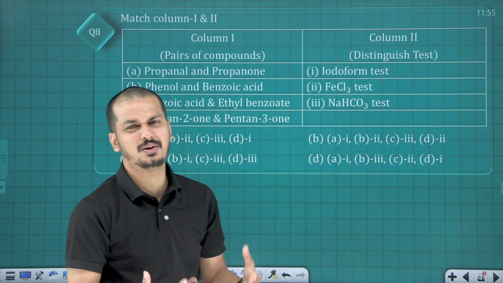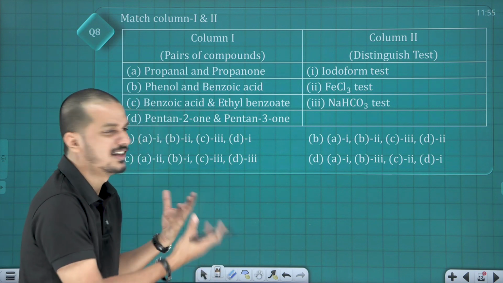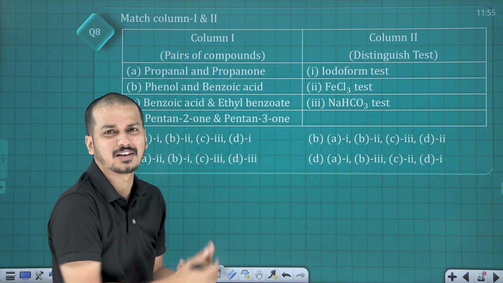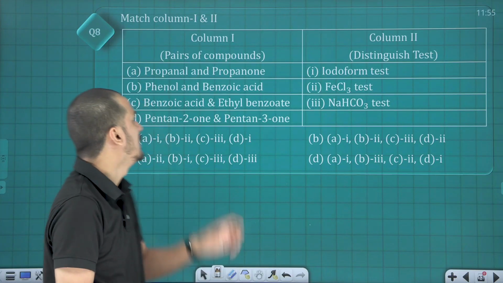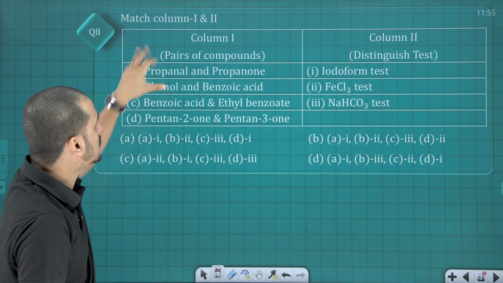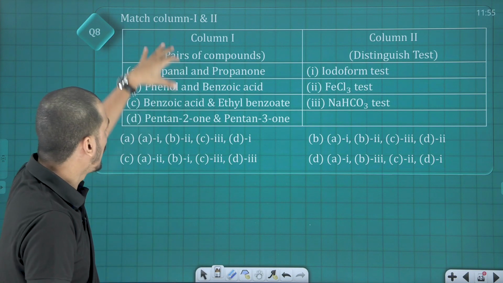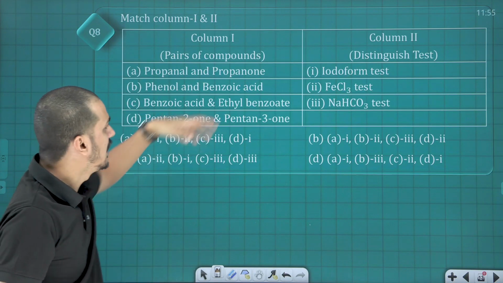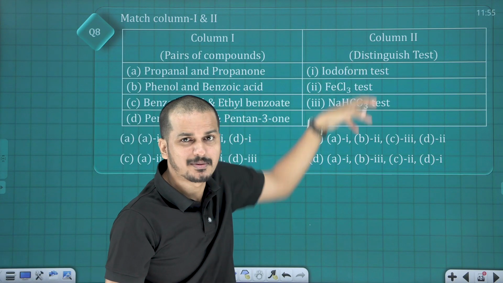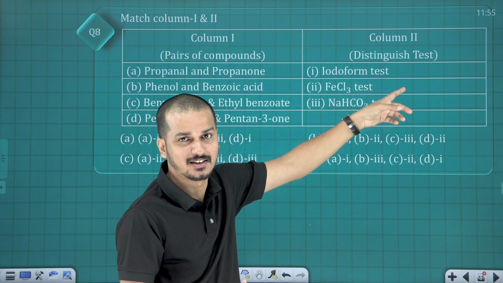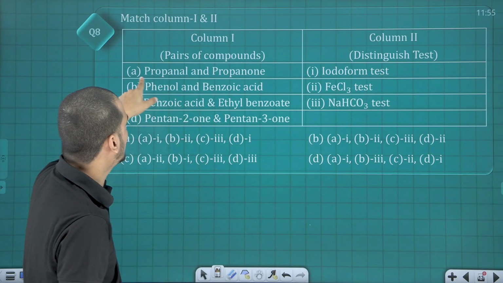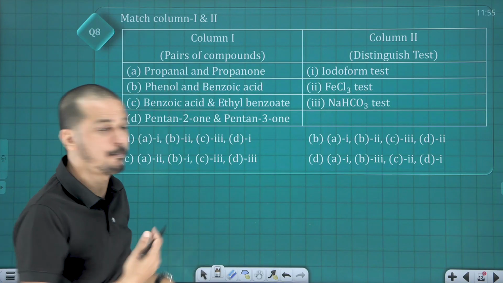You see how nicely they are actually giving the questions. Okay, how we are solving. You are getting it, I hope so. Ready? Yeah. So next again, match column 1 and 2. In column 1, they have given some pairs, and in column 2, they have given some tests. How can we distinguish them? That distinguishing test.